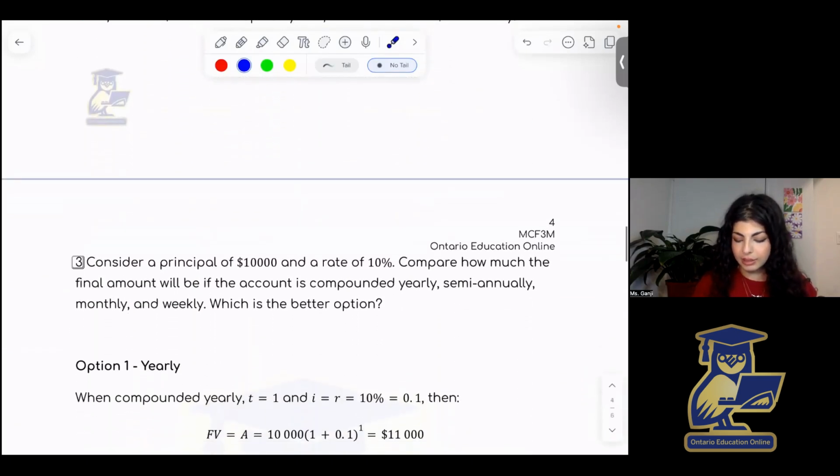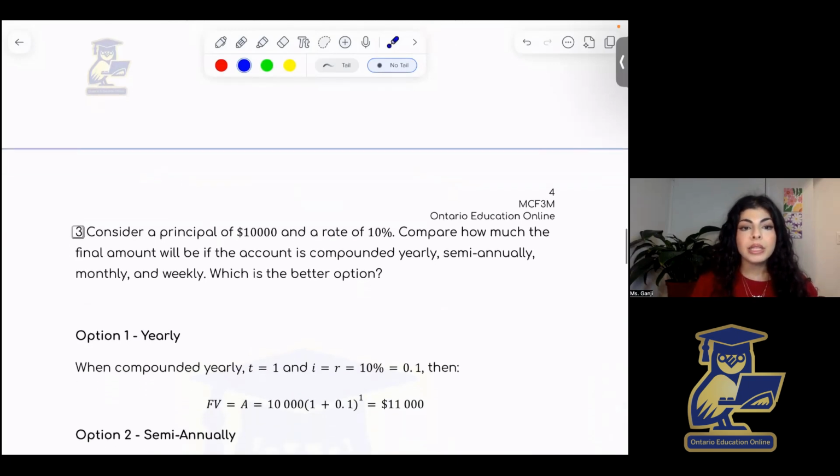And I think this is our last example. So consider a principal amount of $10,000 and a rate of 10%. We're asked to compare how much the final amount will be if the account is compounded yearly, semi-annually, monthly, and weekly. And we're asked which is the better option. So one thing you'll notice here is that we're not told the amount of time. So this is a hypothetical, so we're not actually saving up for a specific amount of years. So for comparison, as long as the timeline that you choose is the same for all of them, then your answer will be the same.